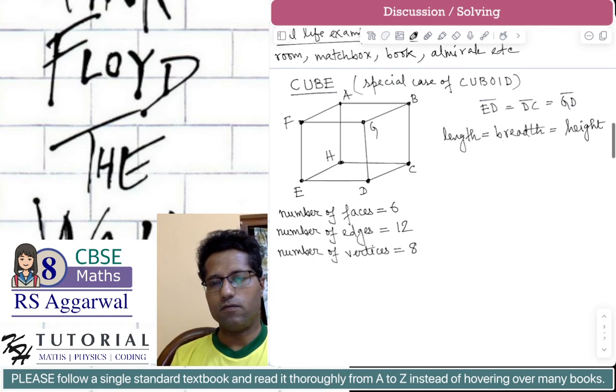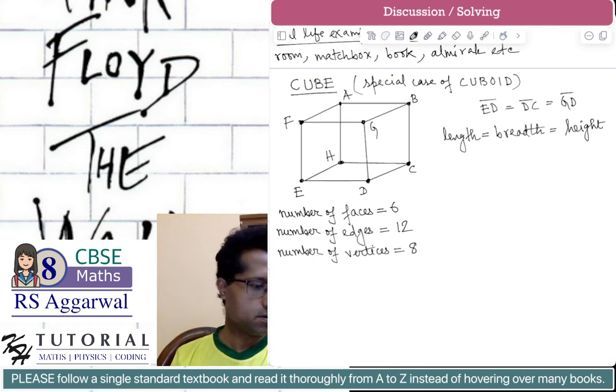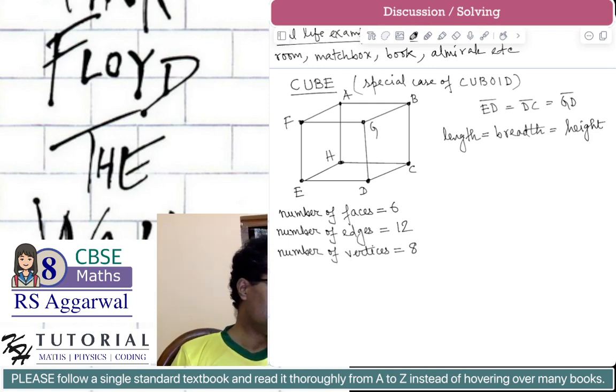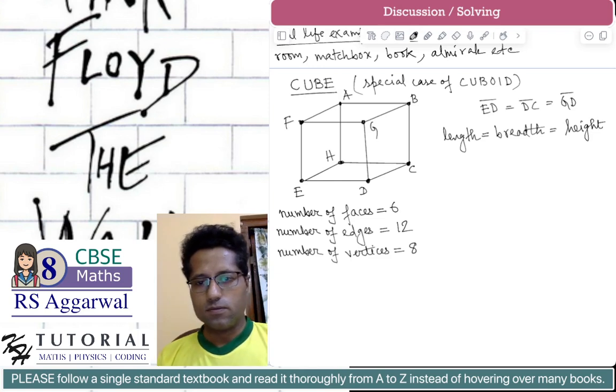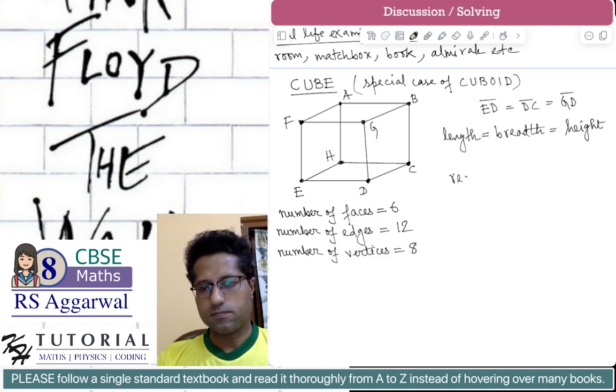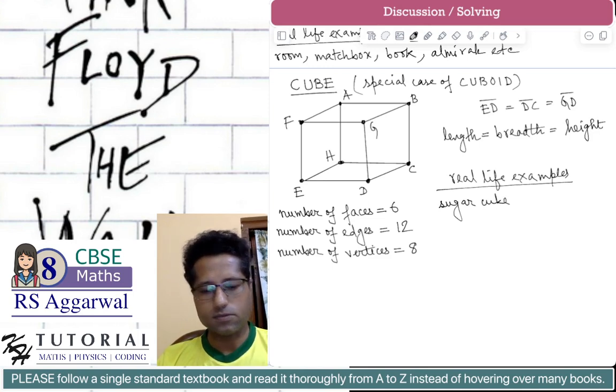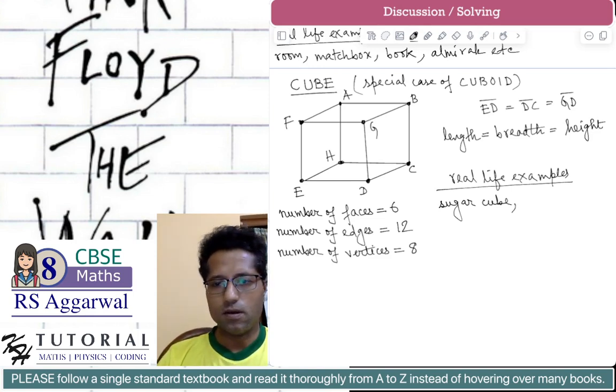Now cube, what can a cube be? Examples. Let me check. Okay, so real life examples can be a sugar cube. That is why it is named a sugar cube, because the shape of the sugar is like a cube. What else? A dice.